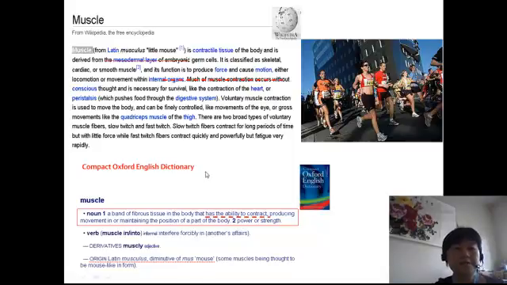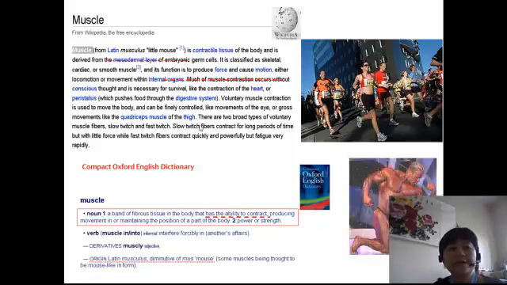What is muscle? You can find different explanations. You can see from Wikipedia, muscle is the contractile tissue of the body, including different functions for locomotion and to survive, with heart muscle and then smooth muscle.